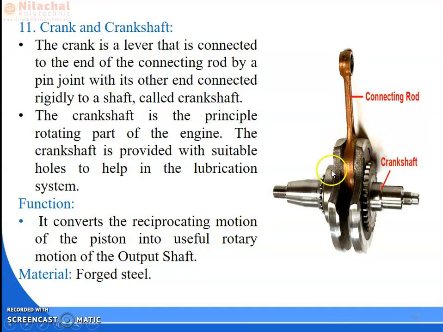So see, this is the crank. One end of the crank is connected to the big end of the connecting rod and the other end is connected to the crankshaft. This is how the power is transmitted from the piston to the connecting rod to the crank to the crankshaft.